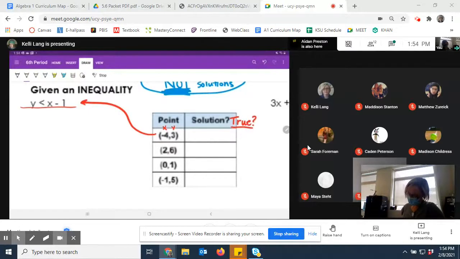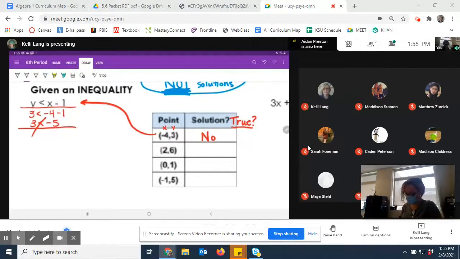So for y, we're going to plug in 3. And for x, we're going to plug in -4. We'll want to simplify this just a little bit to make it easier to read. On the right-hand side, -4 minus 1 gives us -5. Is this a true statement? 3 is less than -5. No, not at all. -5 is way smaller than 3. So this is not true. So that means this is not a solution.